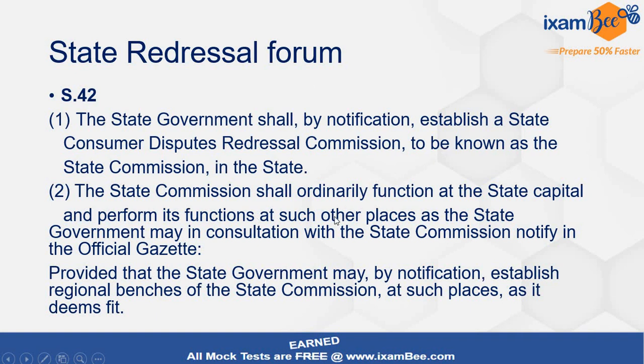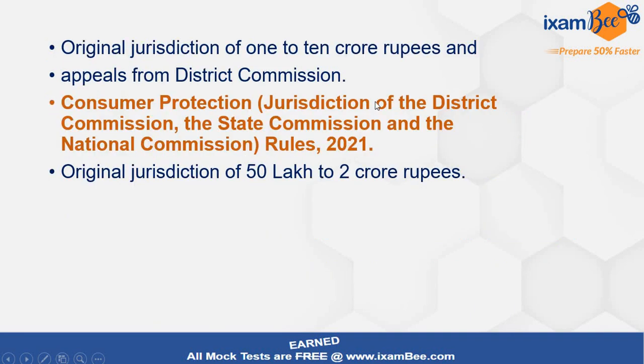State government again is going to appoint the State Redressal Forum, is going to establish basically, and that is going to be governed by the rules. Composition is also provided. Now, original jurisdiction in the Act, it is from 1 to 10 crore rupees. But again, if you will check the rules, it is 50 lakh to 2 crore rupees. Okay, now up to 50 lakh we have for district commission, then from 50 lakh to 2 crore rupees it is state commission, and in that appeals will also lie from the district commission.